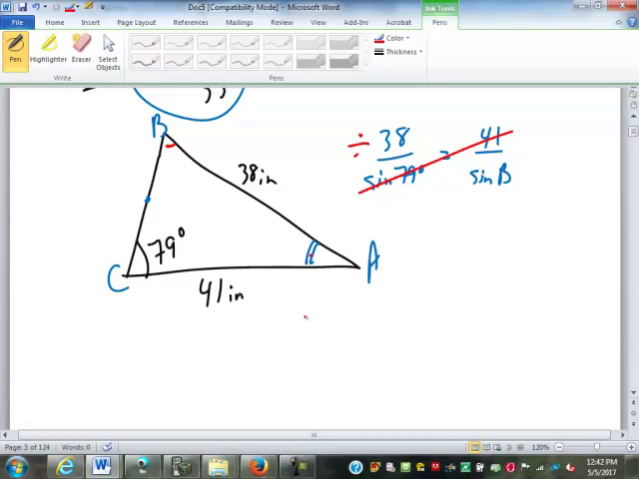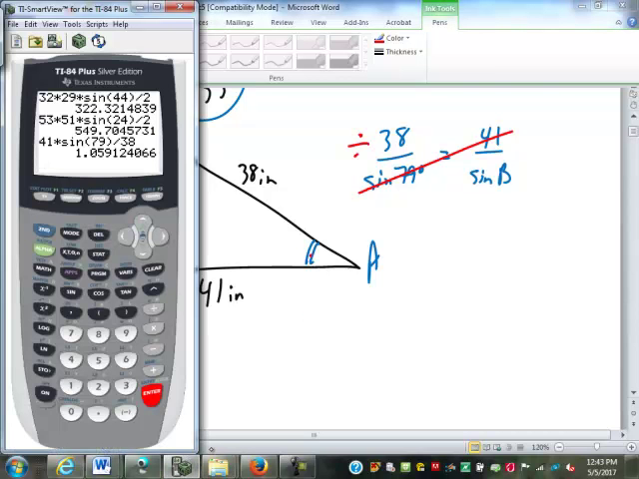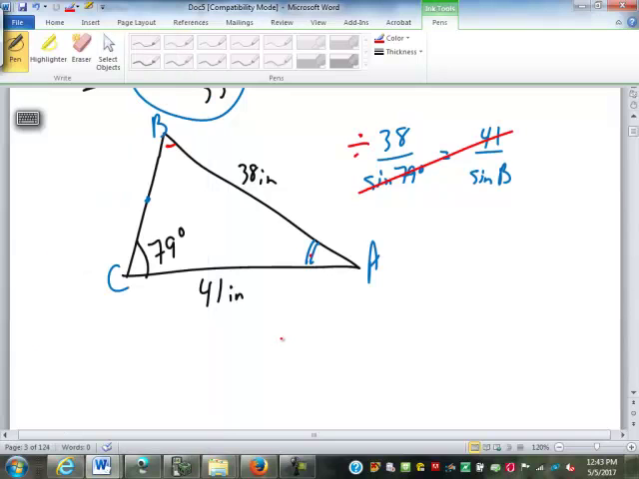Why not? Yeah, you can't do an inverse sine of a number larger than 1. It doesn't exist. So that triangle just cannot happen, can it?